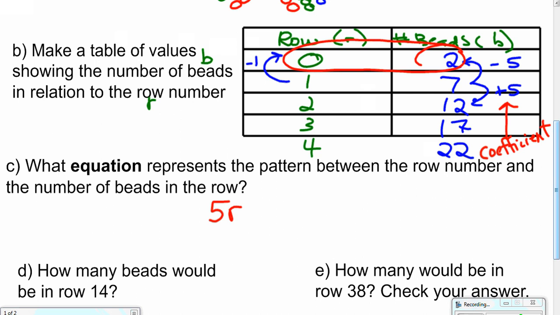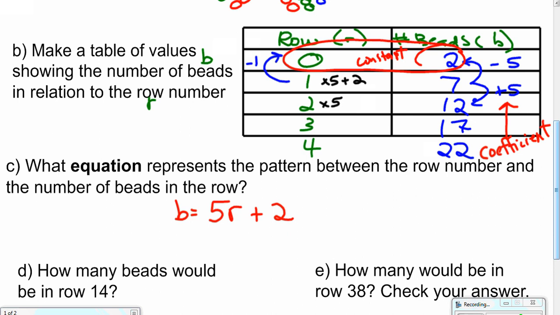This shows us the constant. And our constant is plus 2. So the number of beads is equal to 5 times the row number plus 2. If you remember from lesson 1, we double checked and we were wrong. So let's double check and make sure we're good. So we're going to go 1 times 5 is 5 plus 2. That gives us 7, so it works.